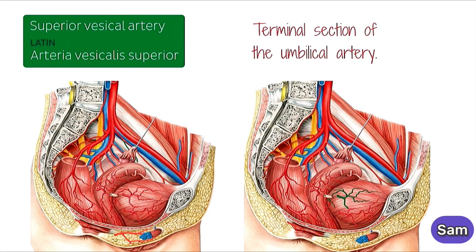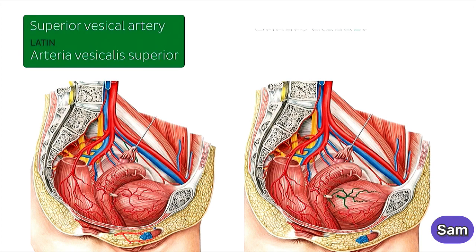So there is a left superior vesical artery and a right superior vesical artery. In this image, we can see the superior vesical artery supplying the urinary bladder here. The superior vesical arteries supply the upper and middle segments of the urinary bladder and provide some branches to the distal part of the ureter as well.